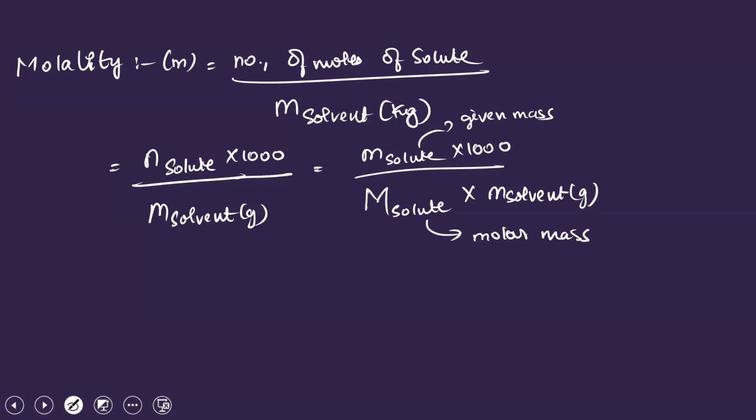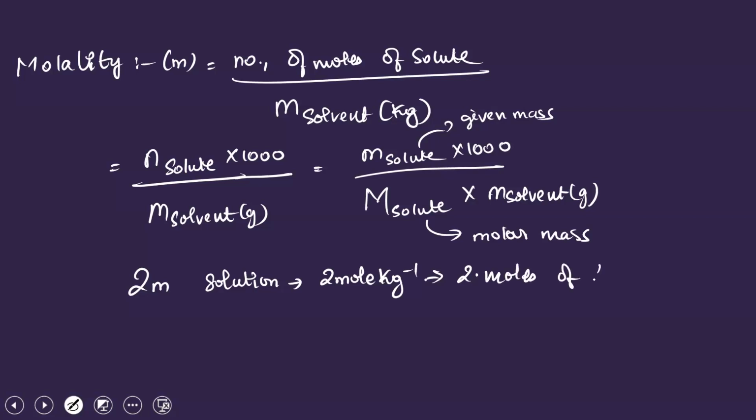Now, if they tell you 2m solution, what do you mean by that? It means 2 mole per kg. Correct? What do you mean by that? Expand this 2 mole per kg. 2 moles of what? 2 moles of solute in 1 kg of solvent. Is that clear? So it is nothing but 2 moles of solute in 1 kg of solvent.